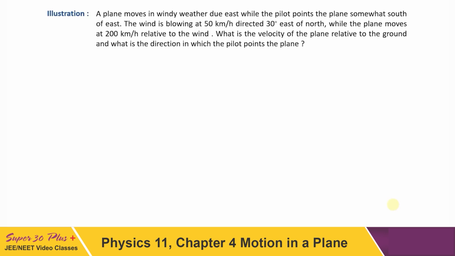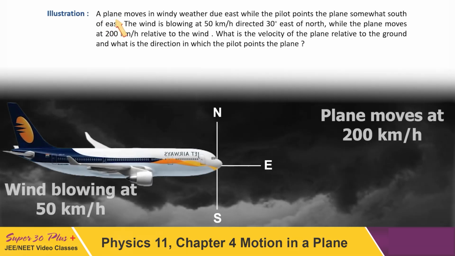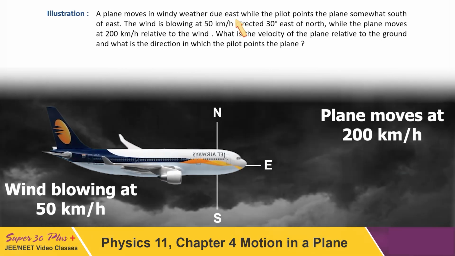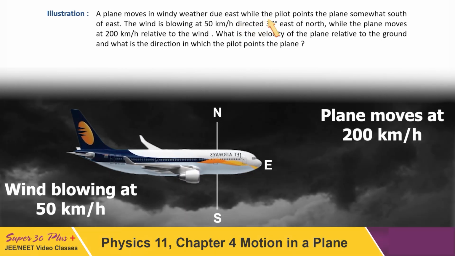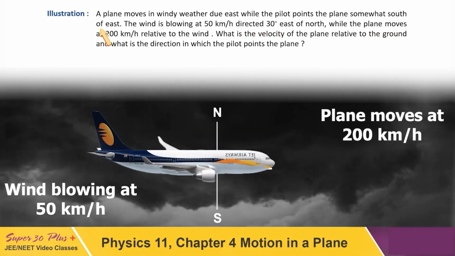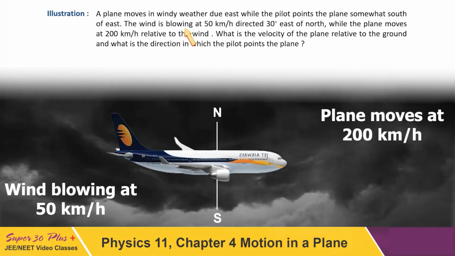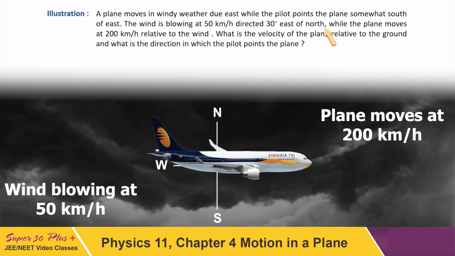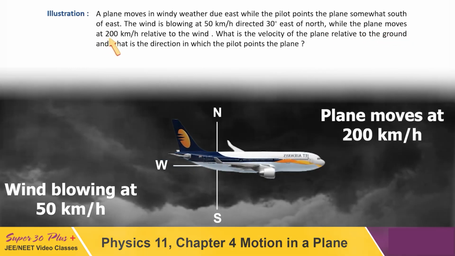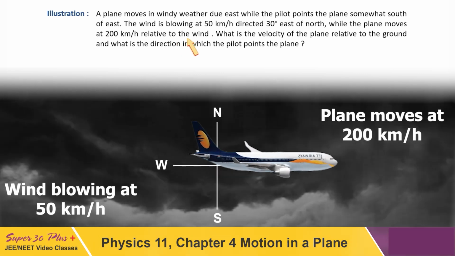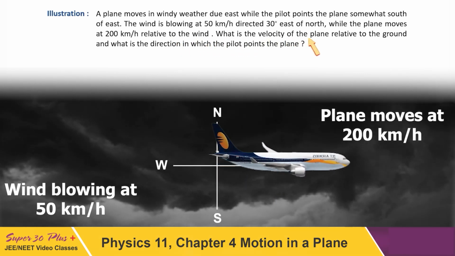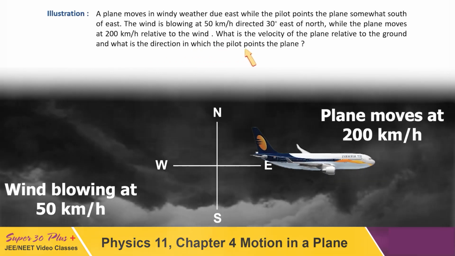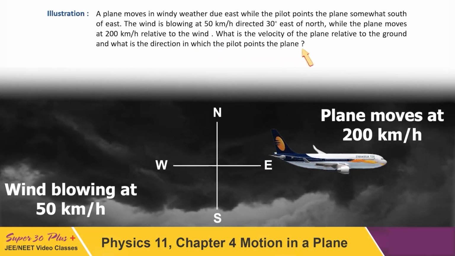So let us take one example. Here is an example in which a plane moves in windy weather due east. So the direction of the plane is due east, while the pilot points the plane somewhat south of east. The wind is blowing at 50 km/h directed 30 degrees east of north. Okay, this is the direction of wind provided, while the plane moves at 200 km/h relative to wind. What is the velocity of the plane relative to ground and what is the direction in which the pilot points the plane? Let us see how this can be solved.